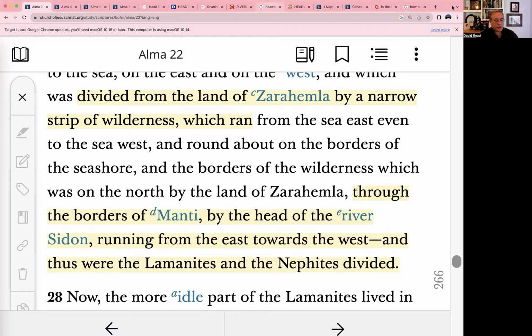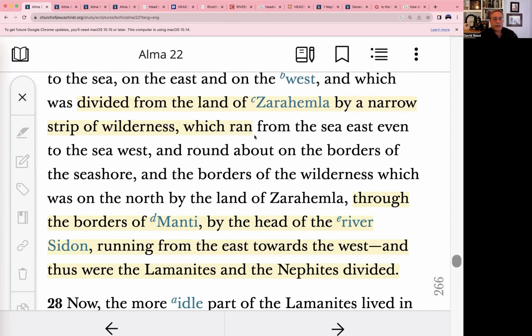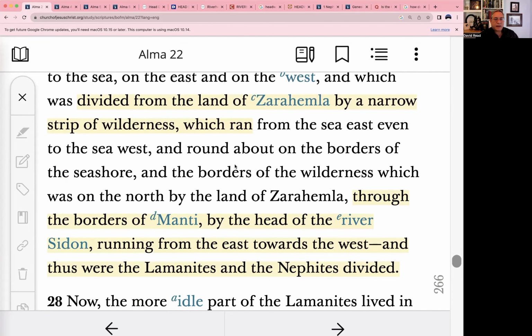The first one is in Alma chapter 2, verse 27. In that verse, this is where Mormon is giving a description of the geography. And he says in the highlighted parts, so he talks about how there was a narrow strip of wilderness that divided the land of Zarahemla, which ran through the borders of Manti by the head of the River Sidon, running from the east towards the west, and thus were the Lamanites and the Nephites divided. So here, what we learn about the head of the River Sidon is that it's along the dividing line, or what divided the land of Zarahemla from the land south, the land of Nephi.